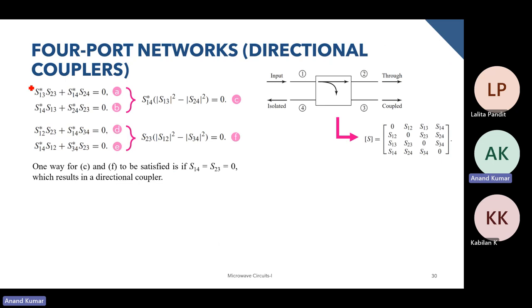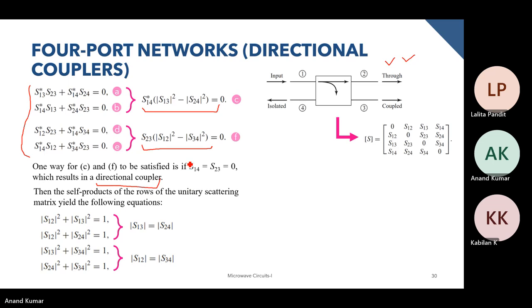Now, in the previous slide, we saw that we assume this network to be matched, lossless. Lossless implied this matrix is symmetric, and then we assumed it to be reciprocal, matched, and then lossless. And from the lossless, we got these expressions over here, which we simplified to get these two expressions. And one of the ways in which these can be made true is to make S14 and S23 equal to zero, and from which we get the directional coupler.